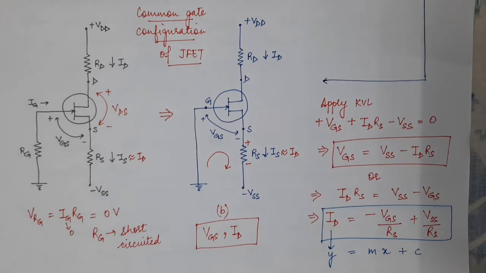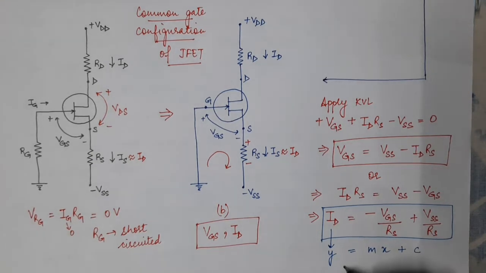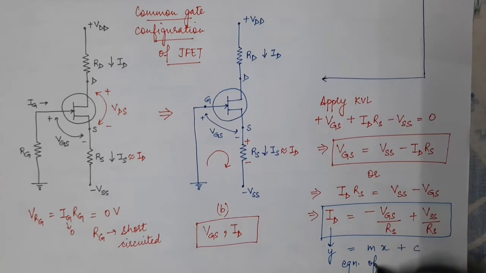And we know, as we have already discussed this in case of bipolar junction transistor in our previous semester, that the intersection of the load line and the characteristic curve, either it is the input characteristic curve or the output characteristic curve or the transfer characteristic curve, gives us the value of the operating point. So from this equation we have got the equation of the load line. So this is the equation of load line.